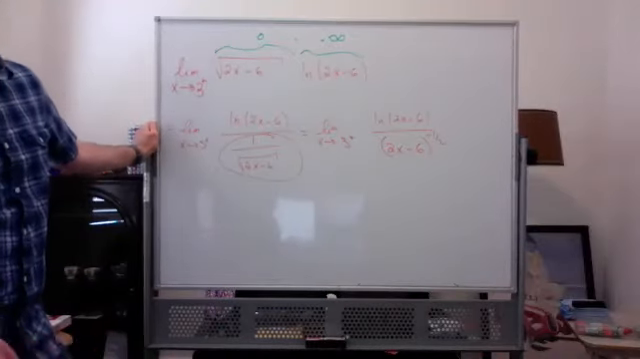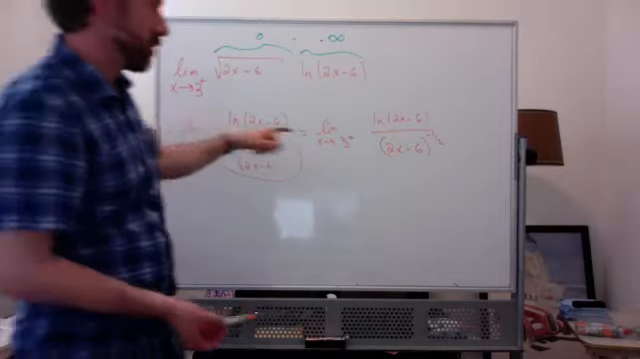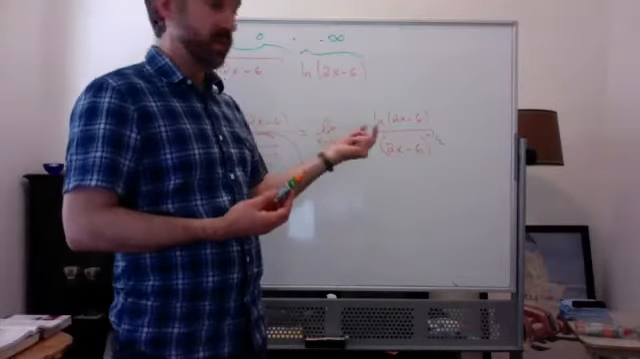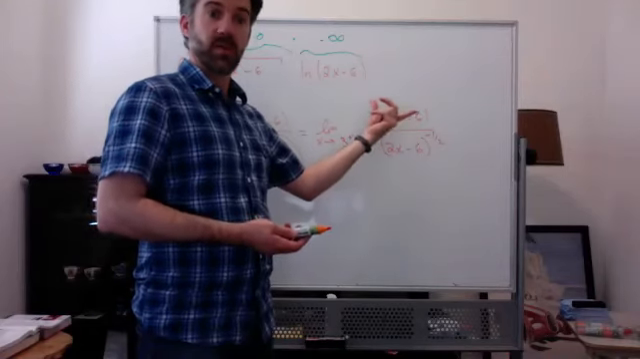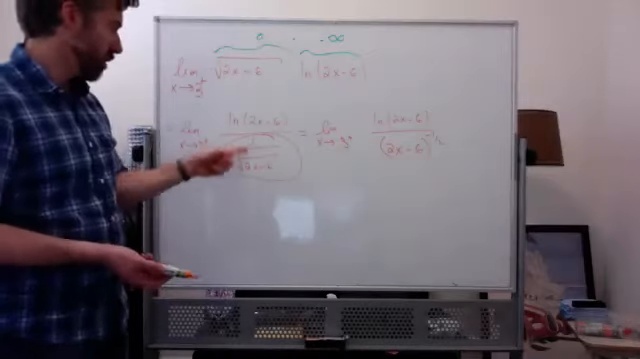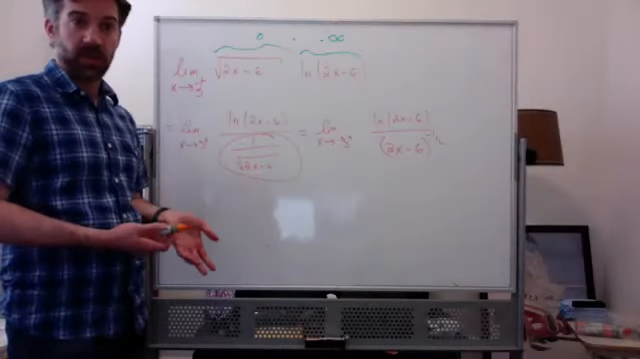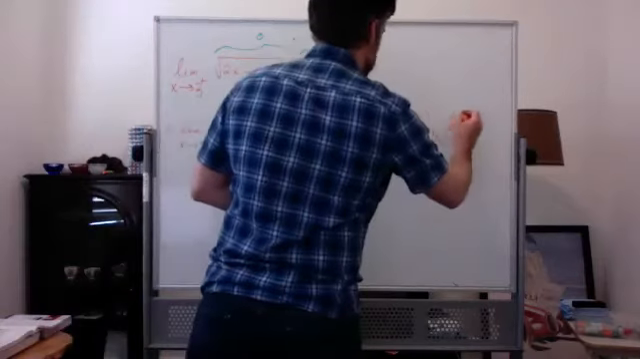Okay, and now we can use L'Hopital's rule because we do have an infinity over infinity type. The top is going to infinity because when the argument of a logarithm gets closer to 0, the logarithm goes to negative infinity. And the denominator here is 1 over the square root of 0, which is blowing up to infinity as well. So now we're going to use L'Hopital.